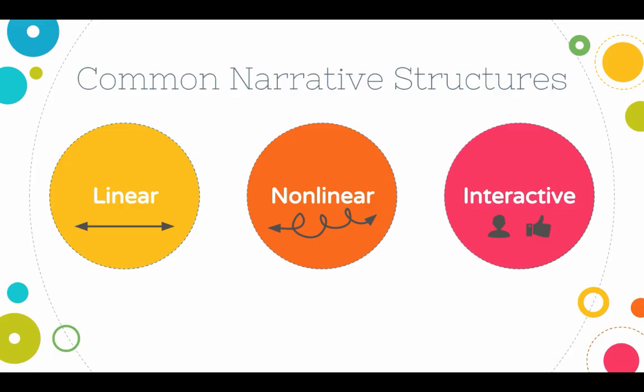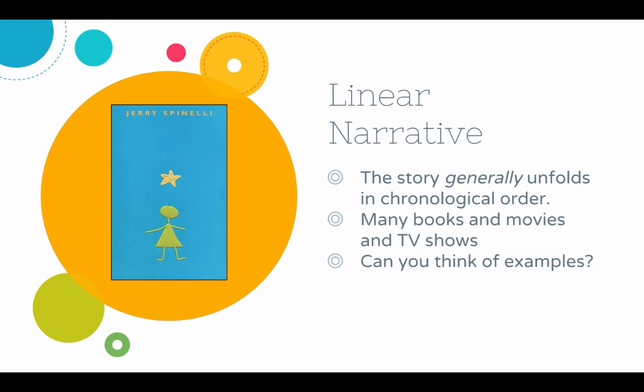So we're going to start with the first one, linear. A linear narrative just generally unfolds in chronological order. Think of it moving in one regular line, so progressing from one stage to the next in sequential time order. We just have this example, Jerry Spinelli's book, Stargirl. Maybe you've read that last year.